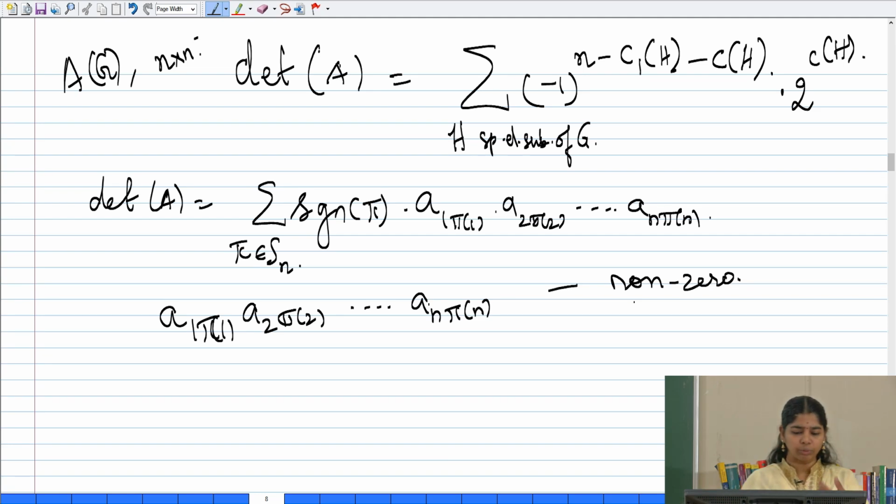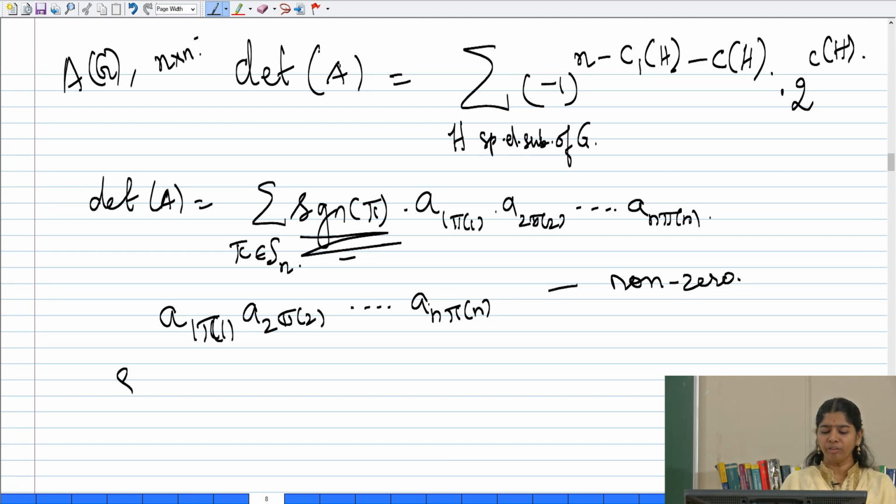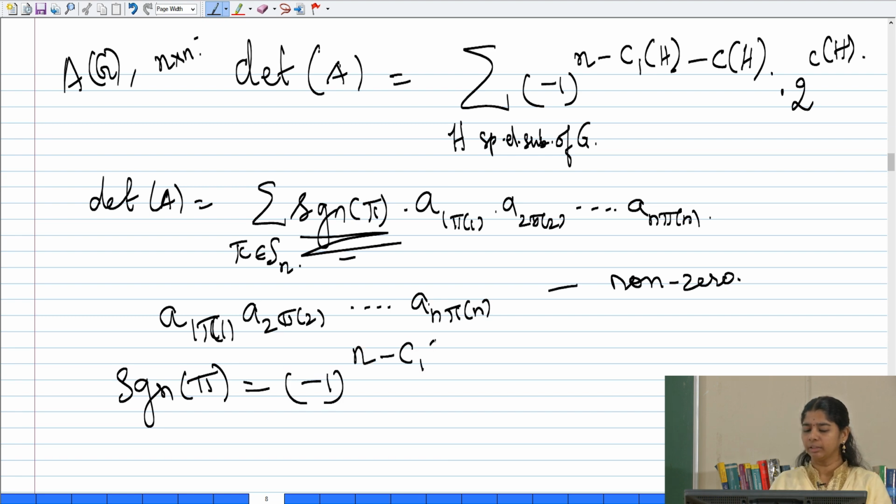That is how we pull out this idea of elementary subgraph, and this minus 1 to the power of n term corresponds to the sign of the permutation. So, the sign of this permutation is going to be nothing but minus 1 to the power of n minus C1 of H minus C of H.